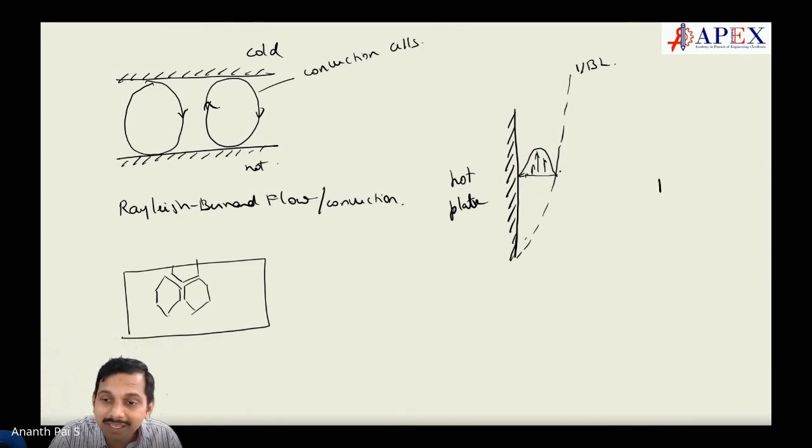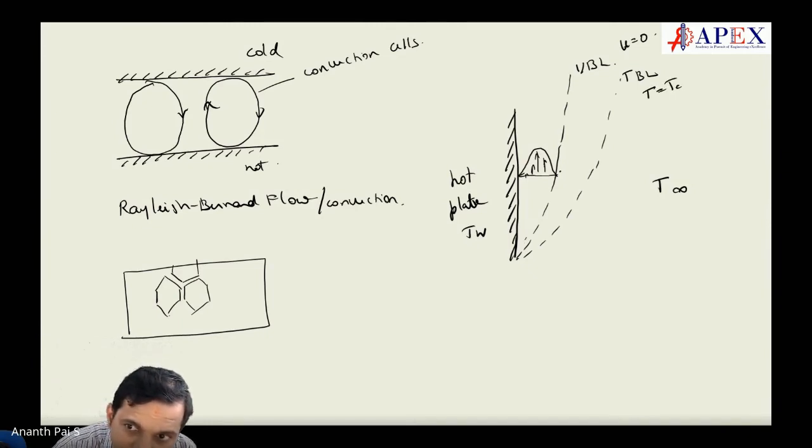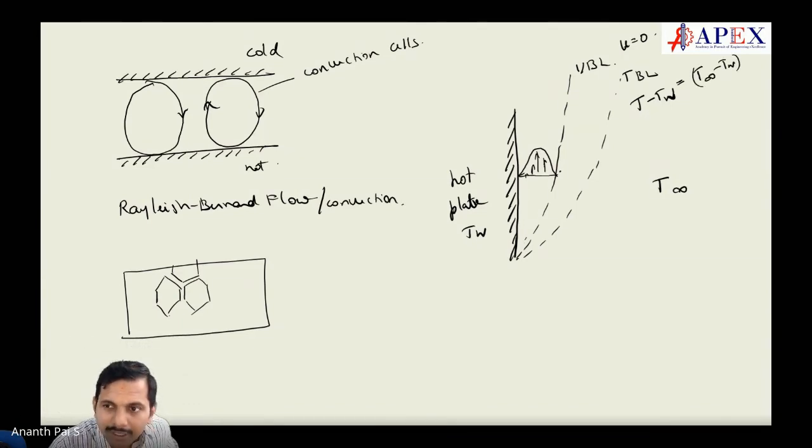Next, what is the thermal boundary layer? Here it is T infinity, here it is T wall. I will say thermal boundary layer. For the velocity boundary layer, U is almost equal to zero, not when U is maximum, when U is zero. Here TBL is when T is equal to T infinity. Or you can have it the other way around: T minus T wall is almost equal to T infinity minus T wall, or 0.99 of that. Make sense? Almost equal to 0.99, 0.95, anything. This is the thermal boundary layer.